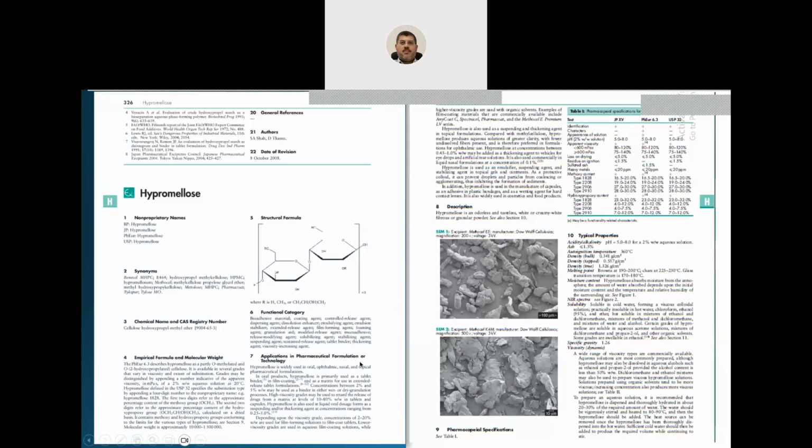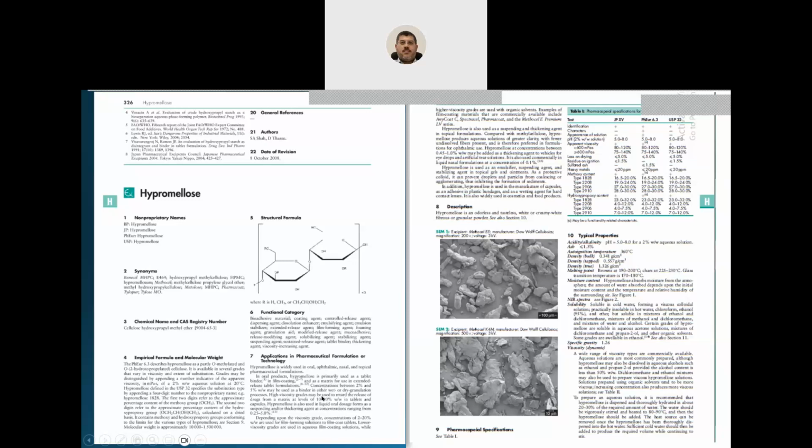Applications in pharmaceutical formulation or technology: as you can see, it is widely used in oral, ophthalmic, nasal, and topical pharmaceutical formulations. In oral products, it is primarily used as a tablet binder. Film coating is a component of the coat of the tablet. Okay, if we are producing a coated tablet, then the film or the layer that forms the coat around the tablet will contain this hypromellose as a main ingredient. It's used as a matrix for use in extended release tablet formulation.